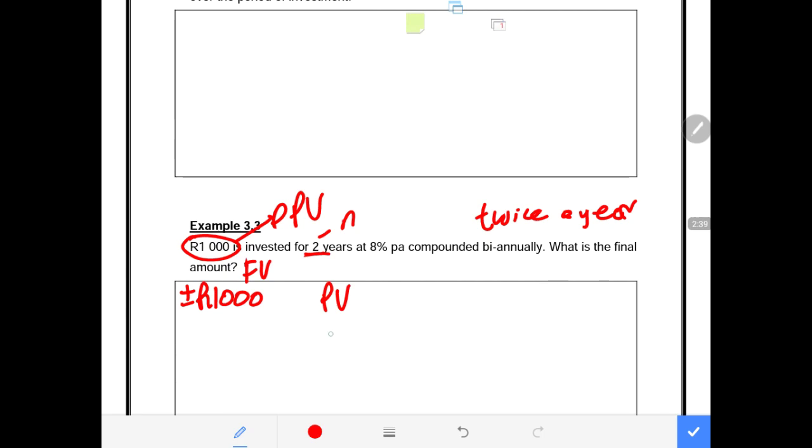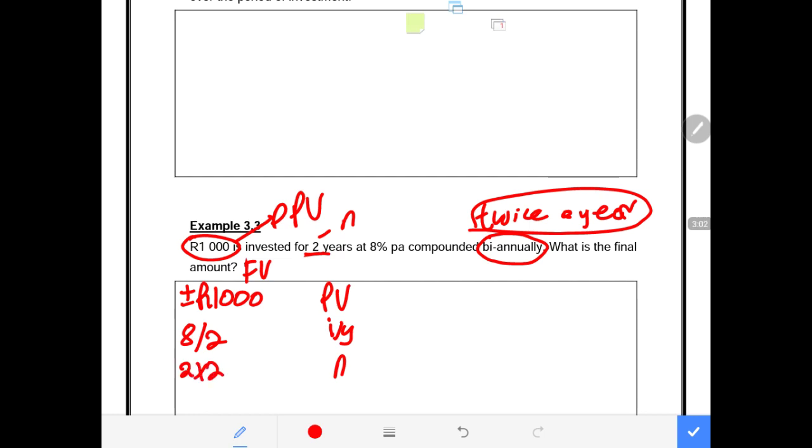Then we say our interest, which is I divided by y, is 8%. We need to divide this by 2, which is m. Remember, m is the number of times the interest is compounded, and if it's biannual, that means half a year, meaning 2 times a year, so we divide by 2. And our n will be 2 times 2. Where is another 2 coming from? Which means that our n will be 4.